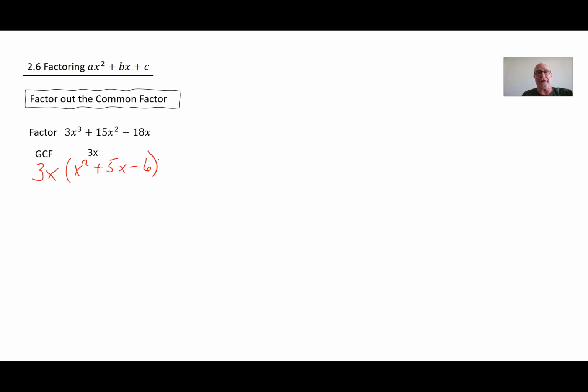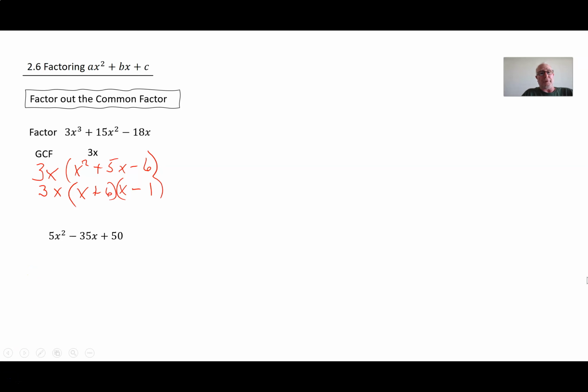And now we're just factoring what we did before. So we factor something like that by making two sets of parentheses and knowing that each one is going to have an x, and we need two numbers that if we multiply we get -6, and if we add we get 5. So x plus 6 and x minus 1.